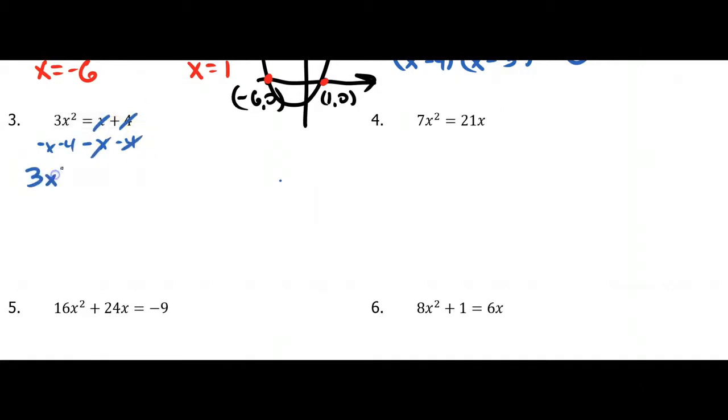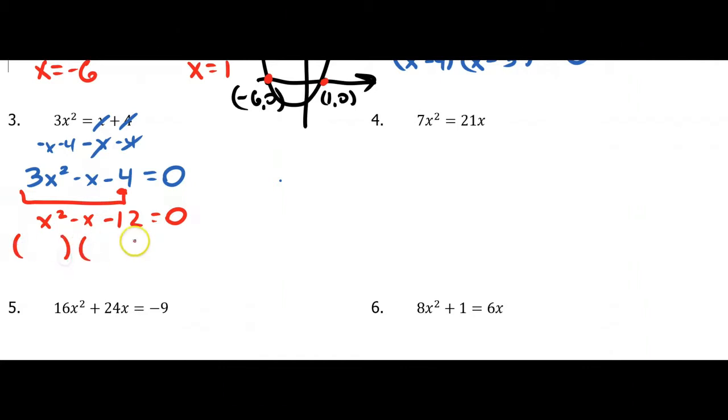That will give us 3x squared minus x minus 4 equals 0. And then to factor this left side here, I need to use my slide and divide method, since my leading coefficient is 3. So this becomes x squared minus x minus 12 equals 0. So x squared minus x minus 12 will factor into x minus 4 times the quantity x plus 3. And then because I slid my 3 over, that means I need to divide now by 3.